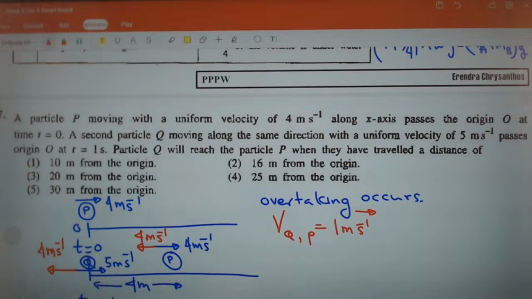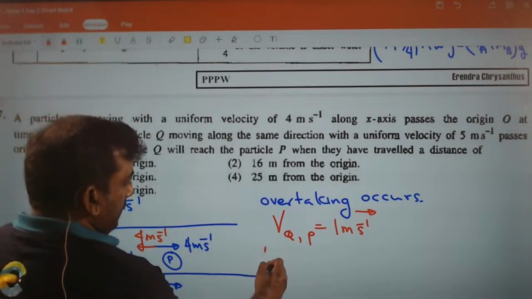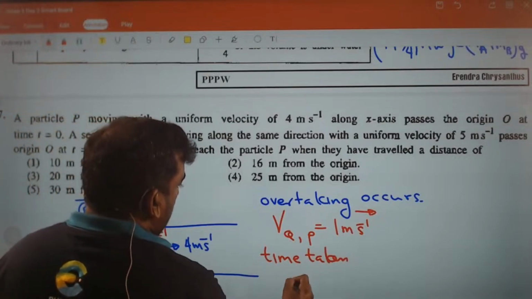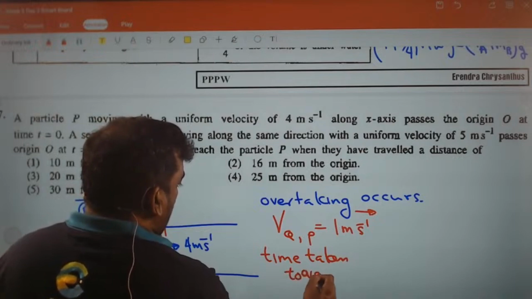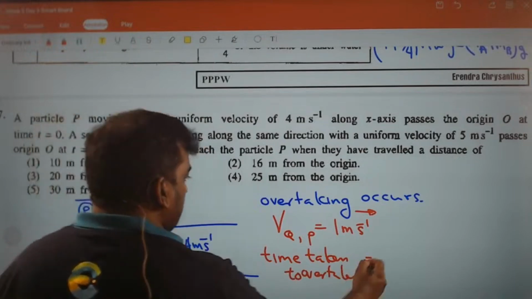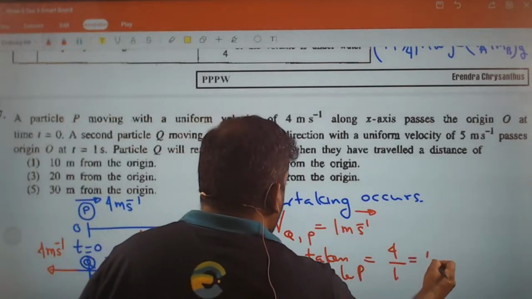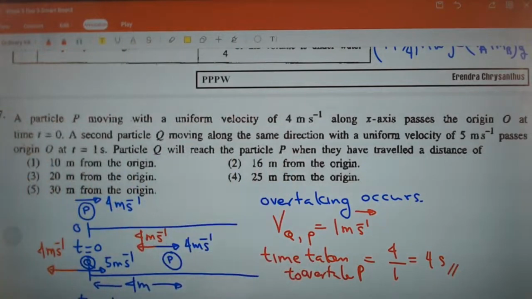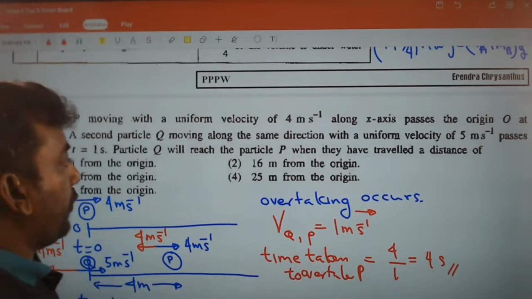Observe this carefully. So, time taken to overtake P. Distance for 4 seconds. Right. Question is very simple. When overtaking occurs, how far have they traveled?